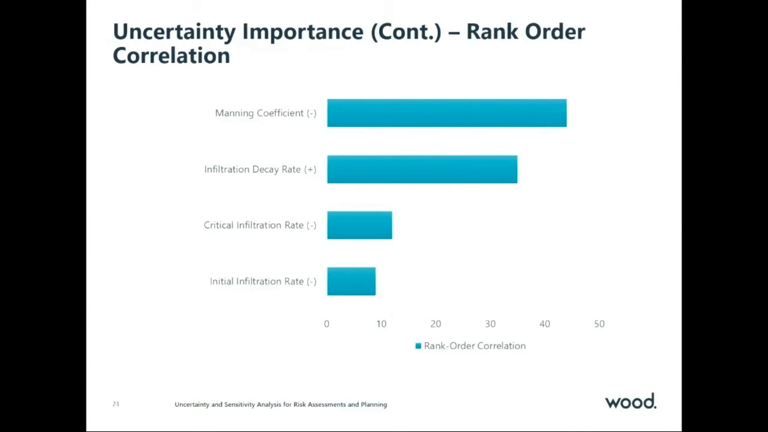Another thing to do, as we mentioned, is the rank order correlation. When you run that methodology, you can rank all of the variables according to their importance. One of them, for example, Manning coefficient, is more important than initial infiltration rate. So we need to focus more on estimating Manning compared to the initial infiltration, because any change in Manning will make more impact on the output. The sign here, minus or plus, shows either an inverse relationship or a direct relationship: plus is a direct relationship, and minus is an inverse relationship.